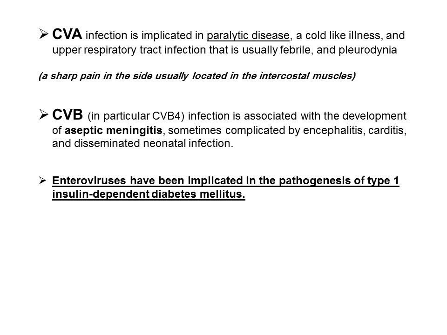Coxsackievirus A infection is implicated in herpangina, a cold-like illness and upper respiratory tract infection that is usually afebrile, and pleurodynia. What is pleurodynia? It is a sharp pain in the side, usually located in the intercostal muscles. Coxsackievirus B is associated with the development of aseptic meningitis, which is mostly complicated by encephalitis, carditis, and disseminated neonatal infection.